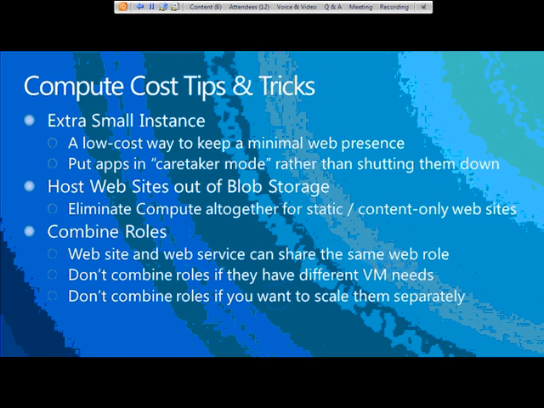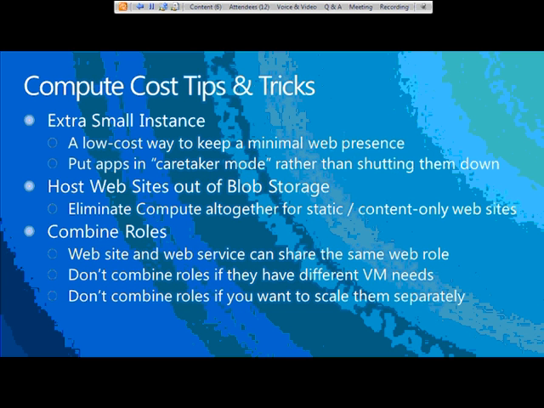Some tips and tricks around lowering costs with compute. Sometimes you're tempted to take an app away altogether because it's not really being used very much. Sometimes it's true of things like HR health plan renewals that only happen twice a year for the most part. So sometimes you don't want to totally remove a website because somebody might need it, or you even want to be tipped off that somebody's starting to use an app again. But you don't really want to pay a lot because it's not going to be generally used. Well, an alternative is to use the extra small instance and put your app in sort of a caretaker mode rather than shutting it down completely. And if you start to see usage, you can deploy it to a larger VM size and a larger number of instances.